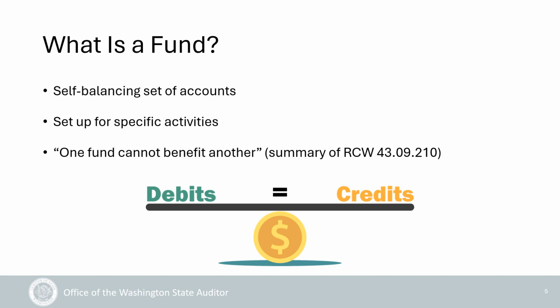As an important note, RCW, which is Washington State law, 43.09.210 considers funds as a separate entity, and therefore one fund cannot benefit another. Why is a fund a separate entity?